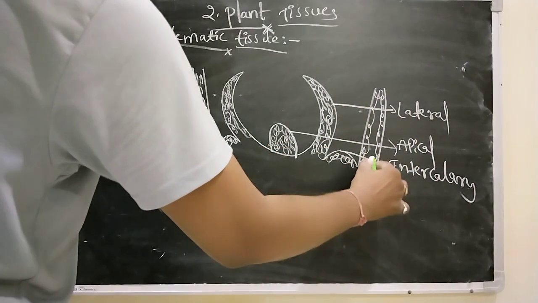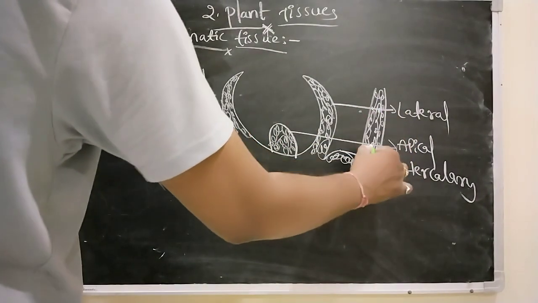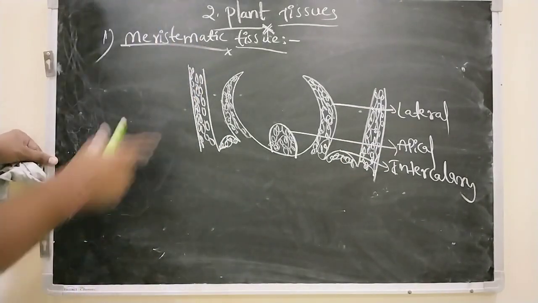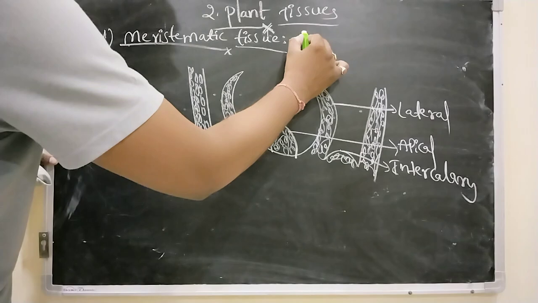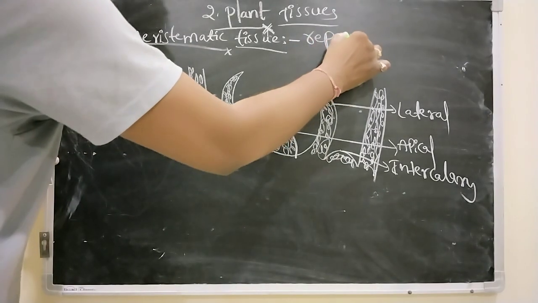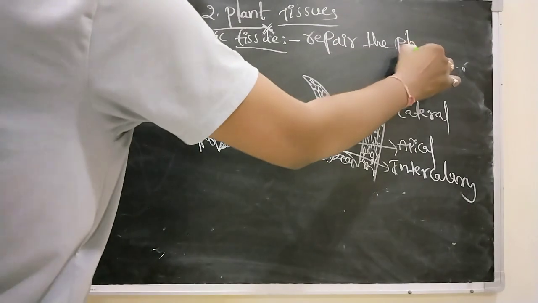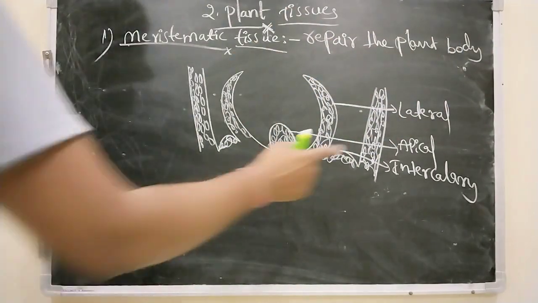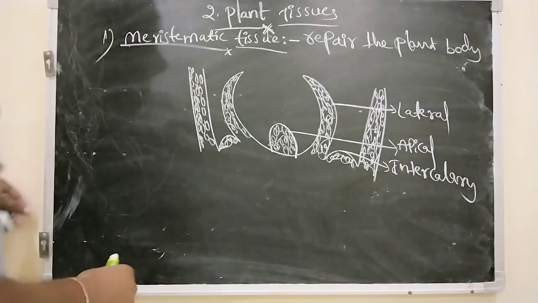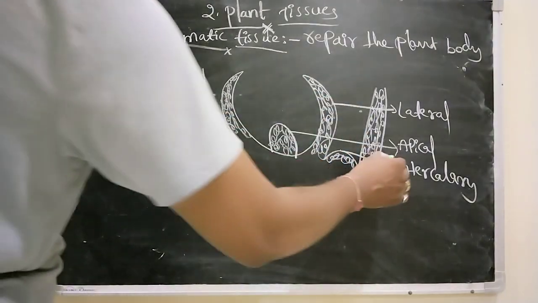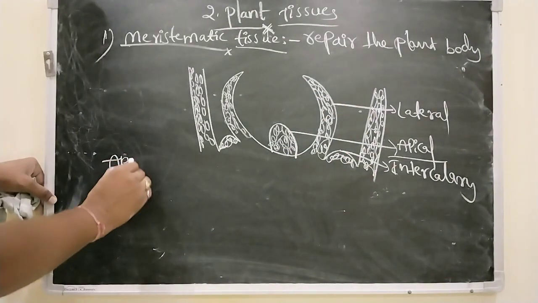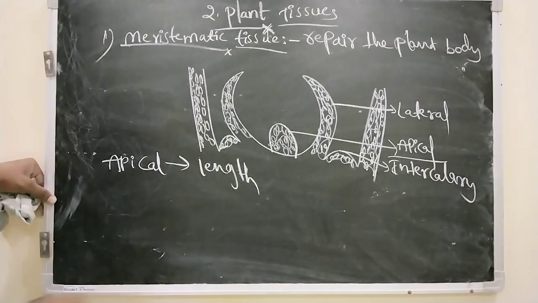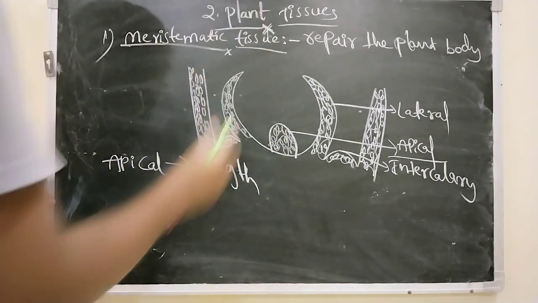Generally, what is meristematic tissue? The tissue that helps to repair the plant body. And depending upon the location and function, it is of three types: apical meristem, lateral meristem, and intercalary meristem. Apical meristem is the tissue that helps the plant to increase lengthwise.